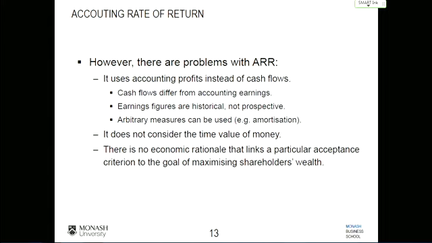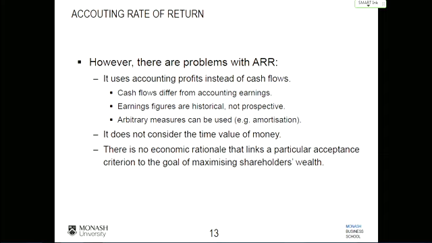So what would be the problems of this method? The first problem would be that accounting profits are not cash flow. If you bring it back to lecture 1, we said that we need to maximize the shareholders' value, not maximize the profit, because they are not the same, right? So this method is not consistent with our goal of maximizing the shareholders' wealth.